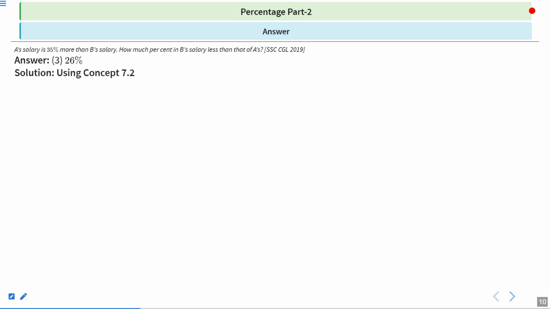Using concept 7.2 in this question, A ratio B will become 100 ratio 135. If we let B's salary be 100, A's salary will become 135. So the required percentage will become, because B's salary is 35 less than A's, in percentage form 35 upon 135, because we calculate B's salary with respect to A. So B's salary is 35 less with respect to A, which is 135. So we calculate 35 upon 135 multiplied by 100. So we got approximately 26%. So third is the correct answer. Next one.